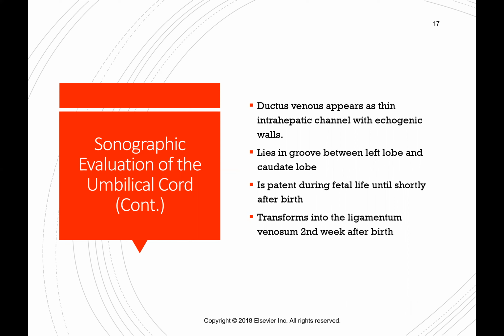So the ductus venosus's job is to get that blood and take it into the inferior vena cava so that not all the blood goes into the liver. And it lies in the groove between the left lobe and the caudate lobe. It's patent in fetal life until shortly after birth and transforms into the ligamentum venosum.